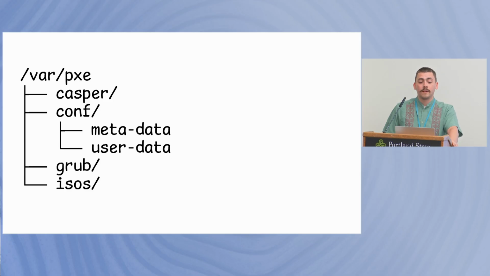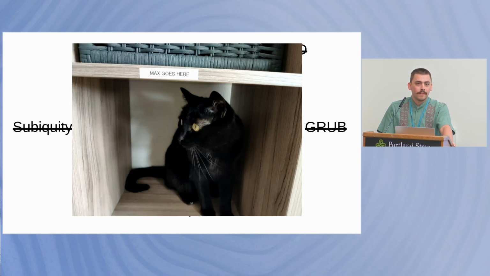Let's take a look at our file tree again. We've got a bunch of directories you've already seen, but in this new conf directory, we have our metadata and our user data files. Cat. He's so smart, he knows which box he's supposed to go in. He can read English.